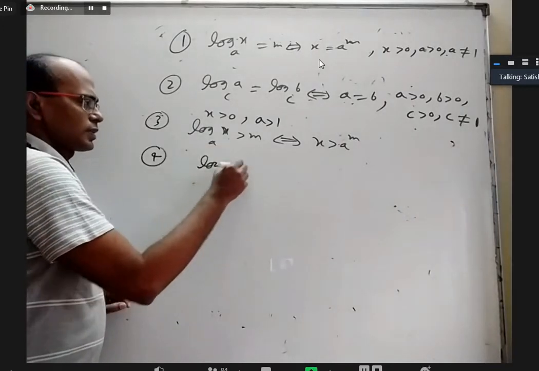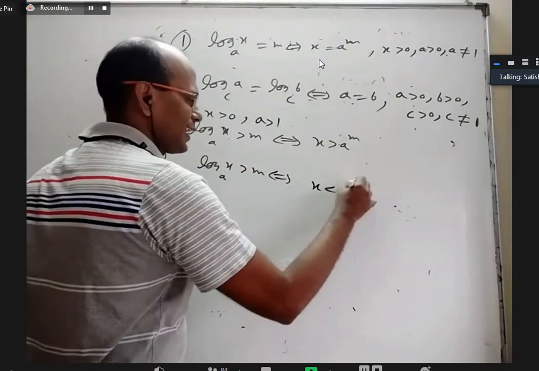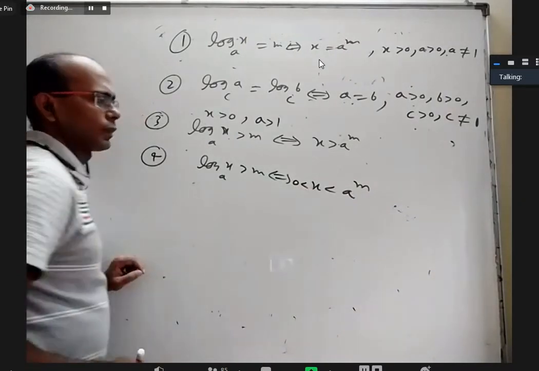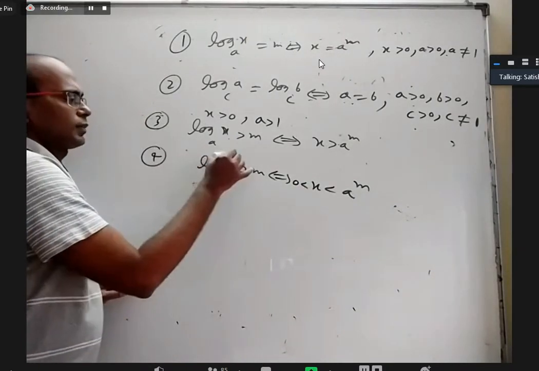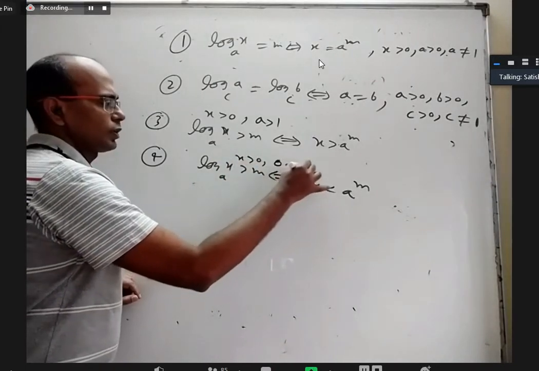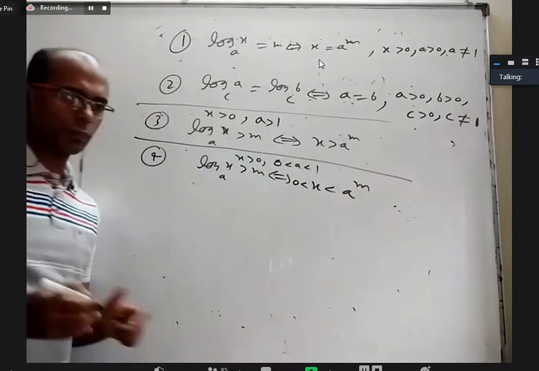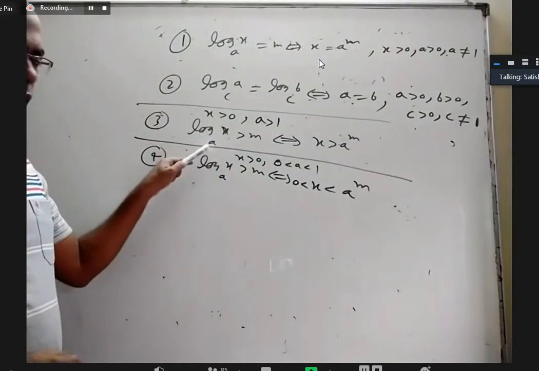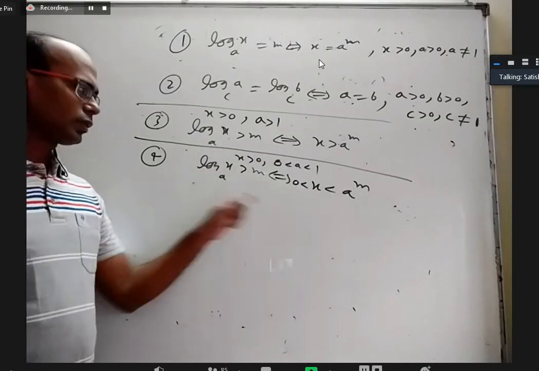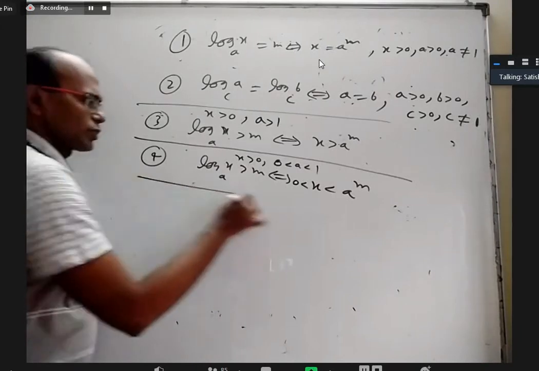Log x base a greater than m, then x will be less than a power m. And of course, it will be positive. Okay, when is that? Again, x is obviously positive, a is between 0 and 1. When base is more than 1, we'll get same inequality. When base is between 0 to 1, it will become reversed. If you have equality also, fine. Almost same as that.